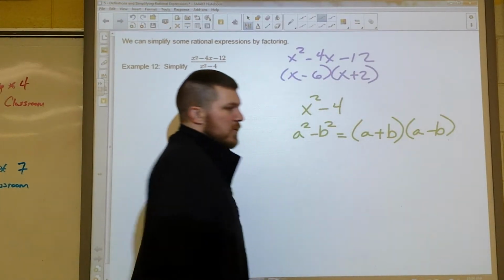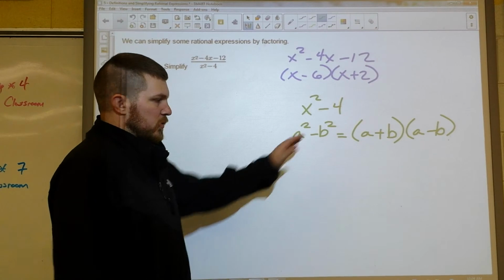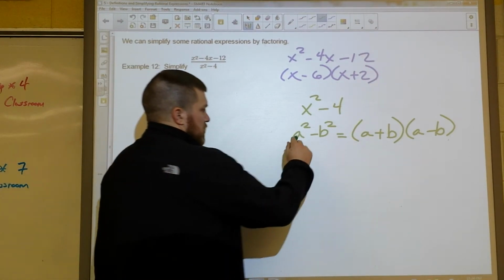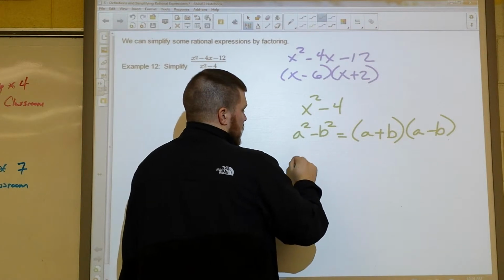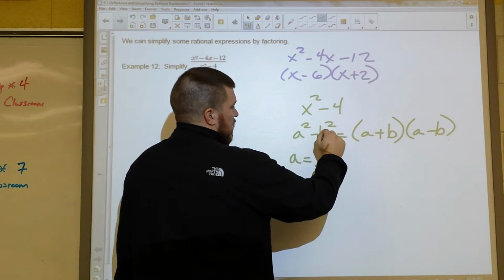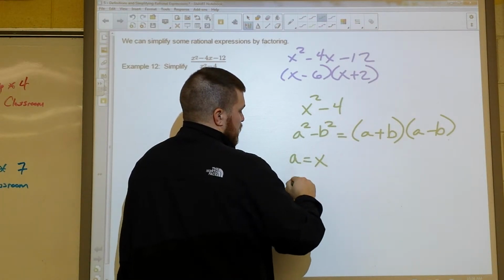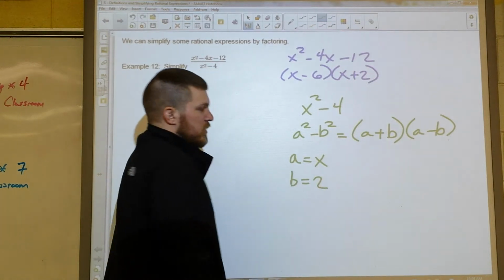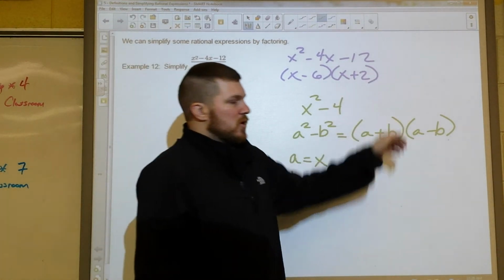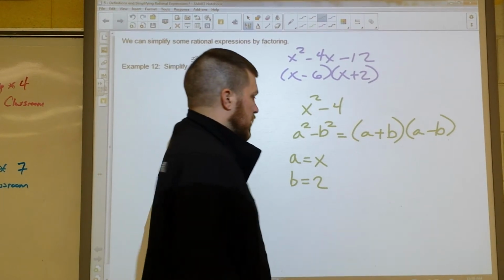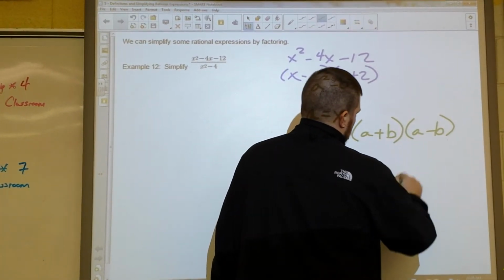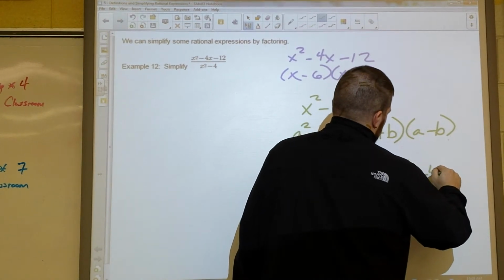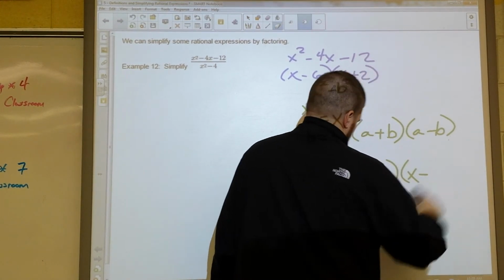And again, if you don't remember that, go back and rewatch that video. It's a super important pattern for you to know. So here that means a squared is x squared, which means a is going to be x. B squared is 4, which means b is going to be 2. Alright, so everywhere I see an a, I'm going to plug in x. Everywhere I see a b, I'm going to plug in a 2. So I have factored x plus 2 and x minus 2.